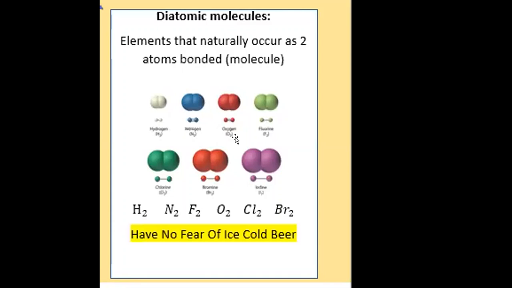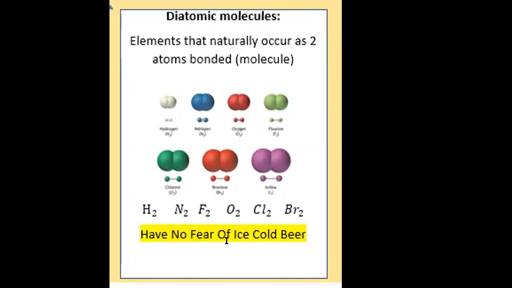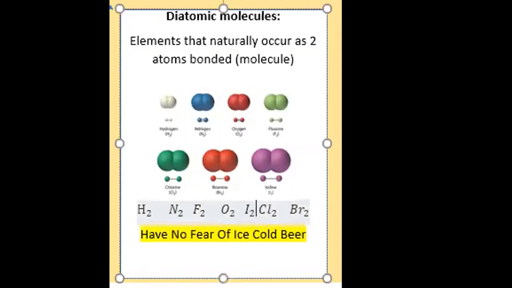Okay, so I'm going to tell you guys. Fluorine is in our toothpaste. Excellent, Christopher, right? So, and then we look at OF. OF stands for oxygen. Ice stands for, I forgot to add this element. It's actually iodine. All right. And cold stands for chlorine. Chlorine is the poisonous acid or gas. All right. And beer stands for bromine. So you're never going to forget this. Have no fear of ice cold beer.